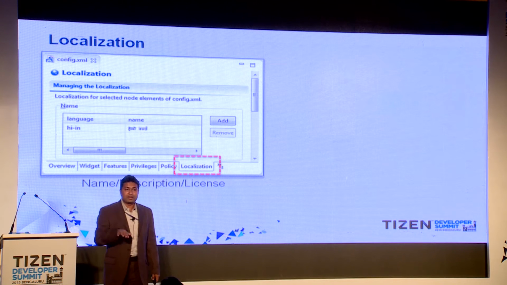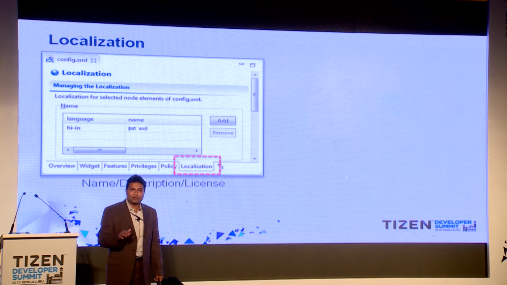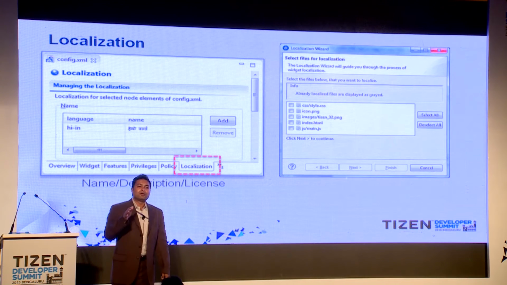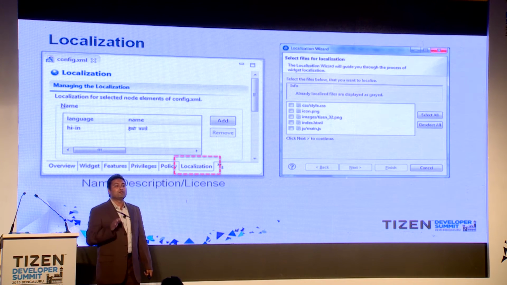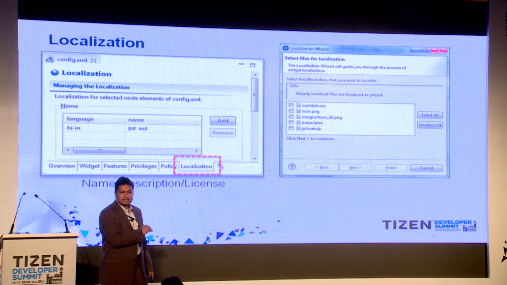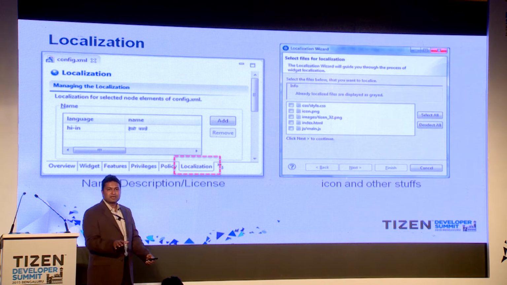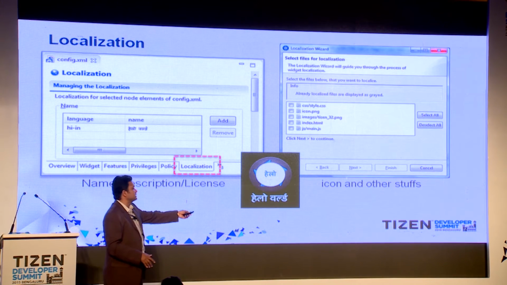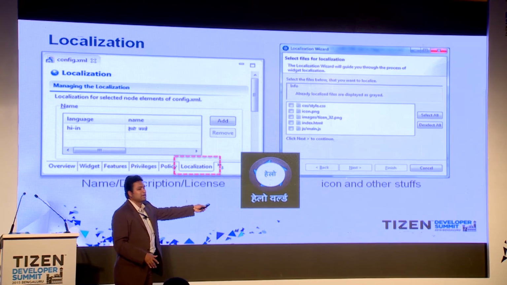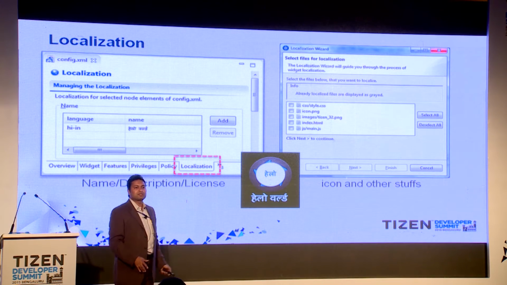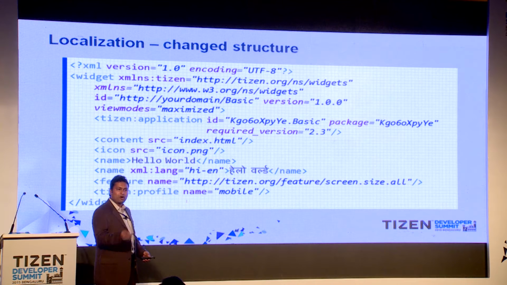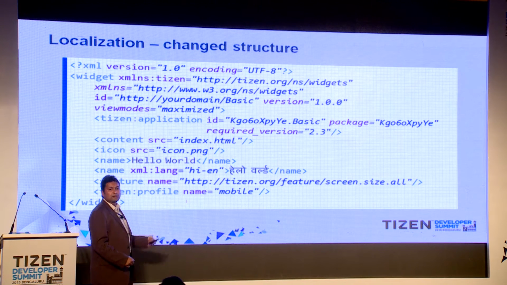But if you want to localize something else, for example, the icon or the CSS files or the HTML files, that is also possible, but you have to use something called a localization wizard. So in this case, I have used these two things to localize my application to show something like this. When the device language is changed to Hindi, now the application name will change to Hindi and the icon will also change to Hindi.